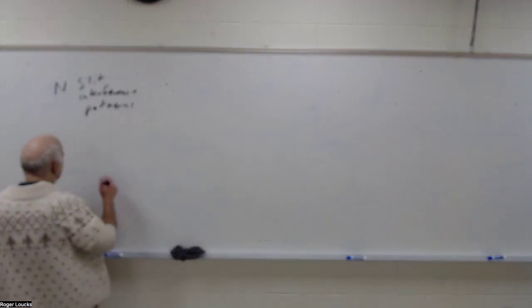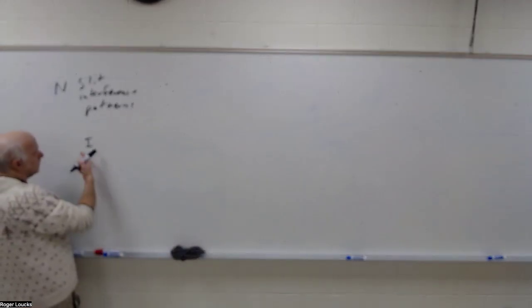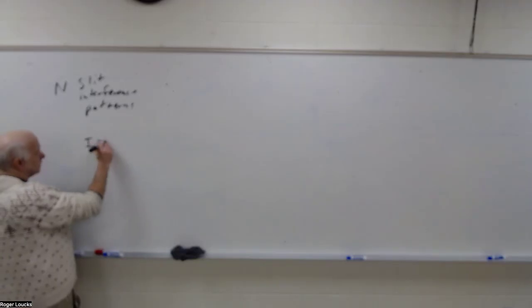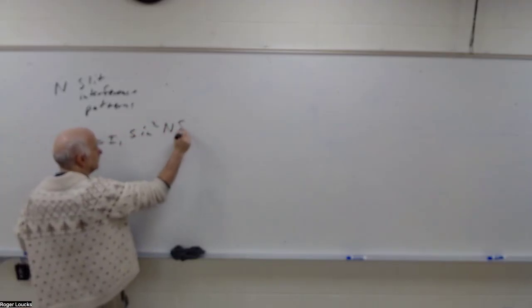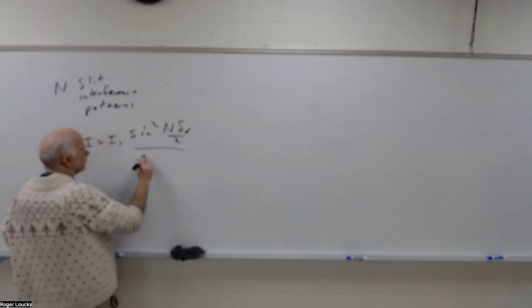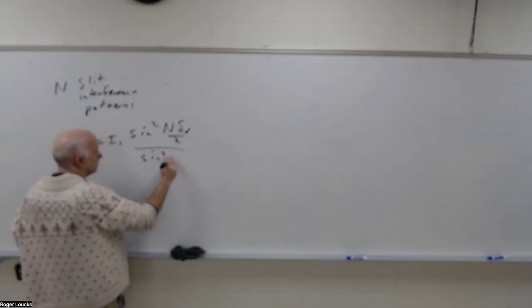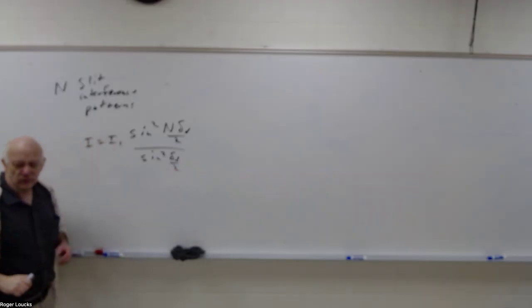And what were the features we had here? We had the total intensity compared to the intensity of one slit, which was sine squared of N delta D over 2, over sine squared of delta D over 2. What is delta D?